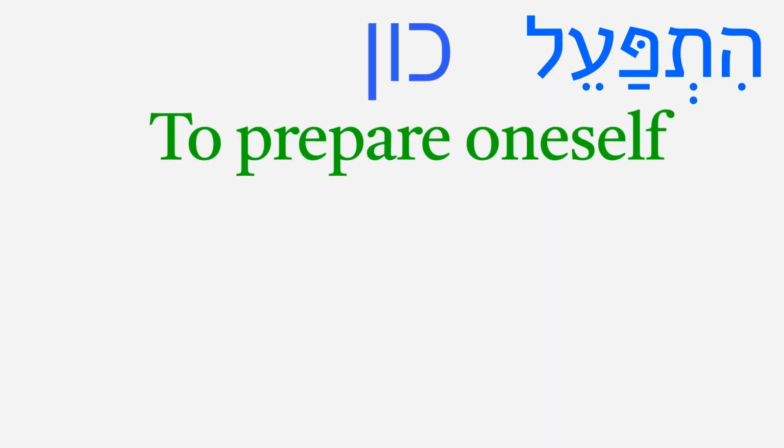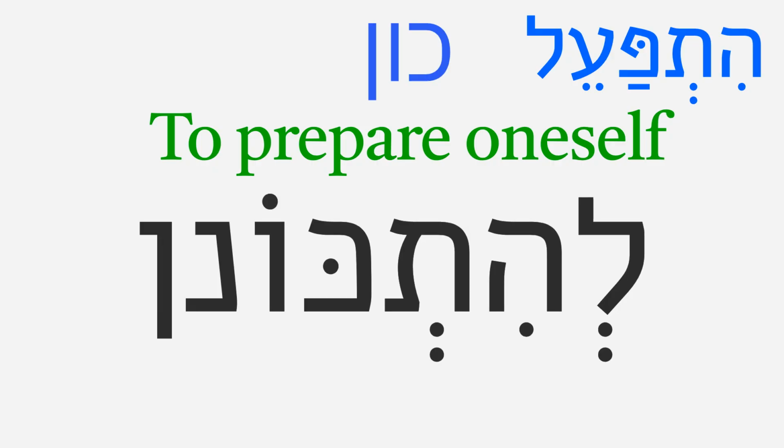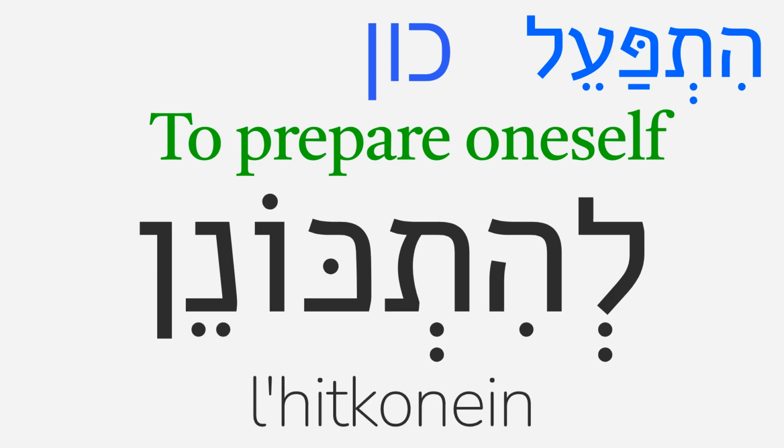For the verb to prepare oneself, we'll start with the lamed shva, to, and the heh tav prefix. Then we'll have the first root letter kaf, second root letter vav as an o vowel, and the third root letter nun doubled, with a tsere on the first one. Lahitkonen, to prepare oneself, or to get prepared. From this irregular form, we can make all other forms as we would with a regular Hitpael verb.